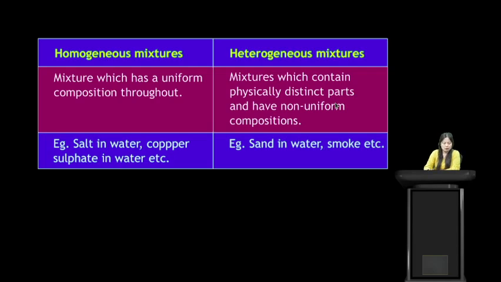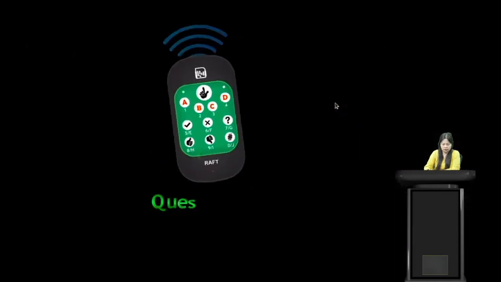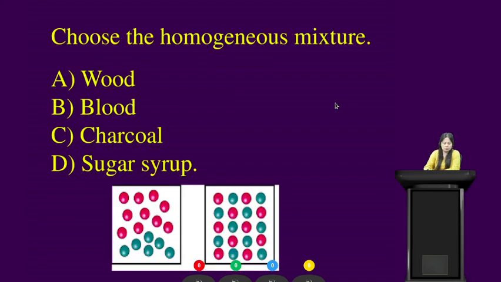Alright students, we have another question. Please get your rough devices ready. The question is, choose the homogeneous mixture. I'm giving you 15 seconds for this question. Option A is wood, option B is blood, option C is charcoal and option D is sugar syrup. Your time starts now.